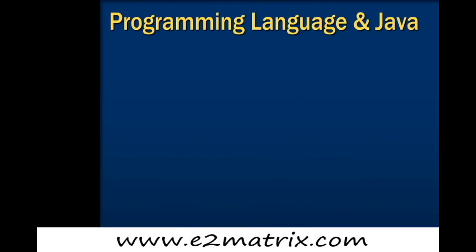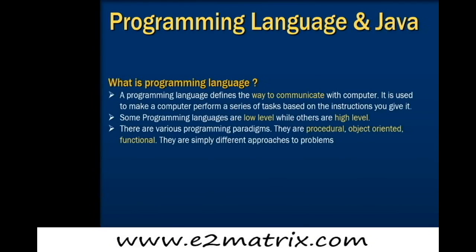Before we begin to talk about Java, let us understand what a programming language is. A programming language defines the way to communicate with the computer. It is used to make a computer perform something by providing it some instructions. Every programming language has its own syntax and constructs, which are used to provide programs or instructions to the computer.